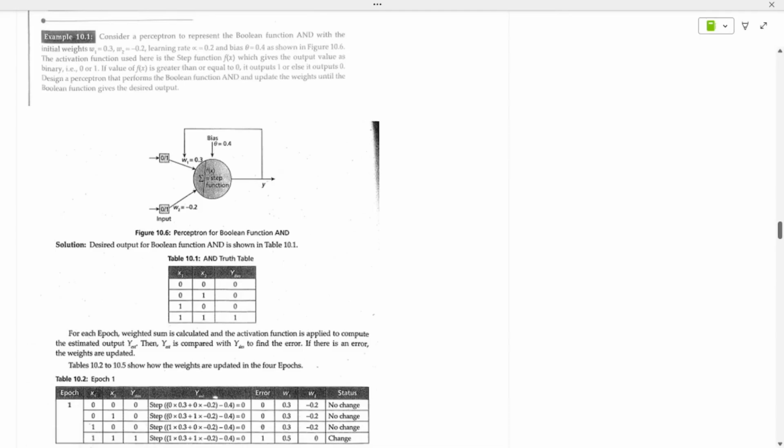Now the next question is about the perceptron. They have given: consider a perceptron for a boolean function, and using the AND function you should find out. They have given weights, that is 0.3 and minus 0.2, and a learning rate alpha, and a bias. First you will be considering it using the AND function, right? 0 or 1 will be the output, and weight 1, weight 2, and you will be considering the bias, and the step function will be there.